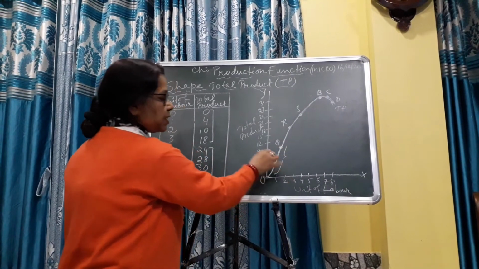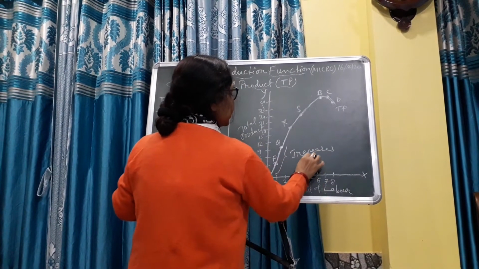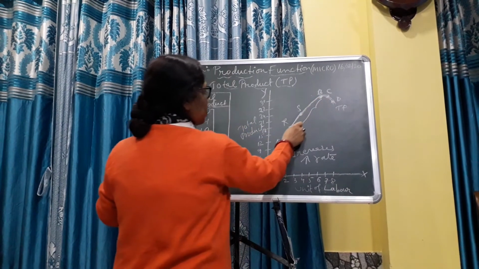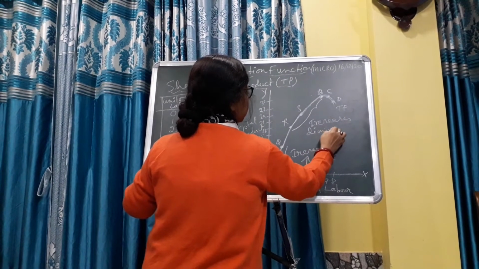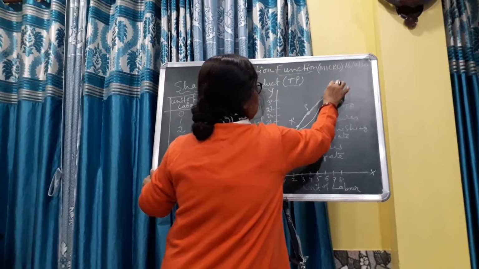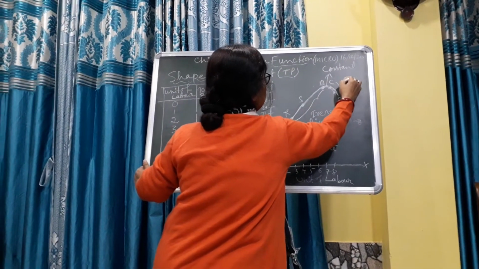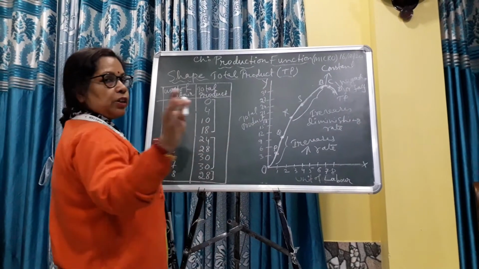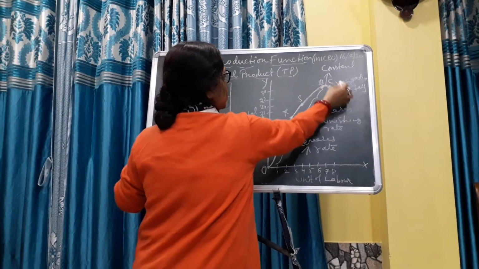So from this diagram, it is clear that TP first increases from 0 to Q. This portion, 0 to Q, represents increase at an increasing rate. Next, this portion represents increase at a diminishing rate. And this portion BC is constant, and CD represents negative, or a fall.